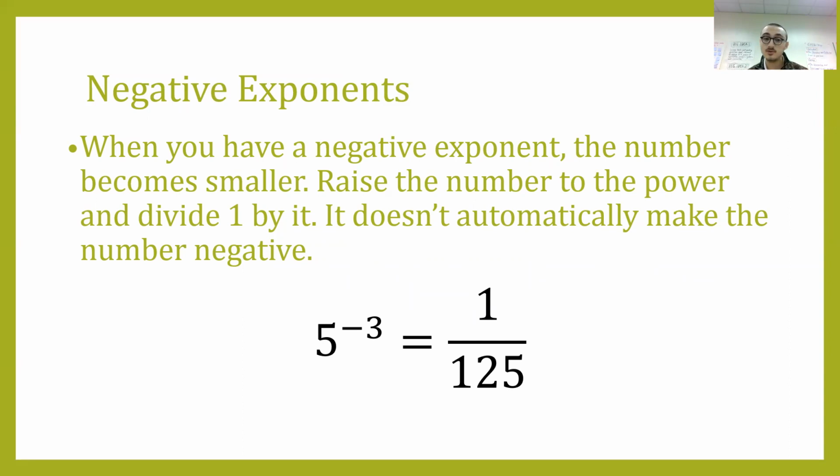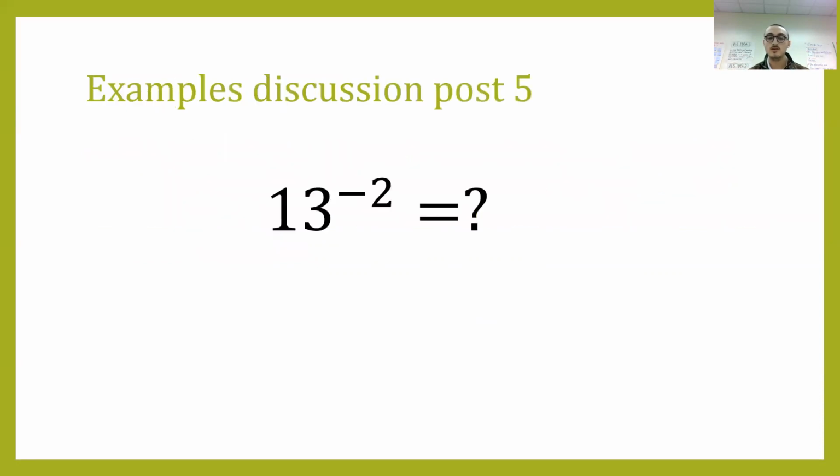A lot of people get confused when they see the negative exponent. They think it's going to make the number negative. So it doesn't do that, doesn't make it negative, but instead of making it grow really, really quickly, it's going to shrink down really, really quickly. So 1 divided by 125.